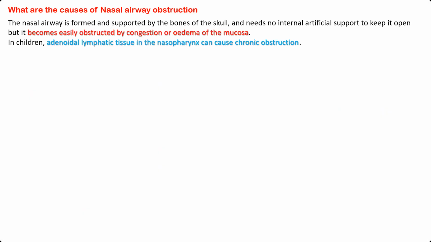Polyps can happen. Nasal airways are formed and supported by bones of the skull, and they don't need any internal artificial support. But it becomes easily obstructed by congestion and edema of the mucosa. This is the commonest reason. All of us would have experienced it. Whenever you get a cold, you find it difficult to breathe through your nostril. You sit up in the night.